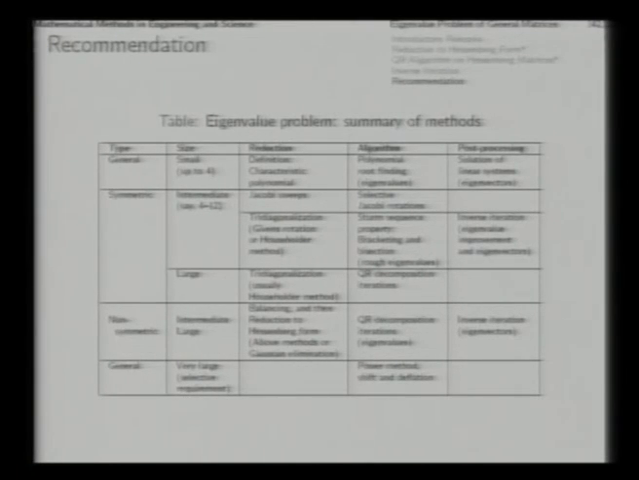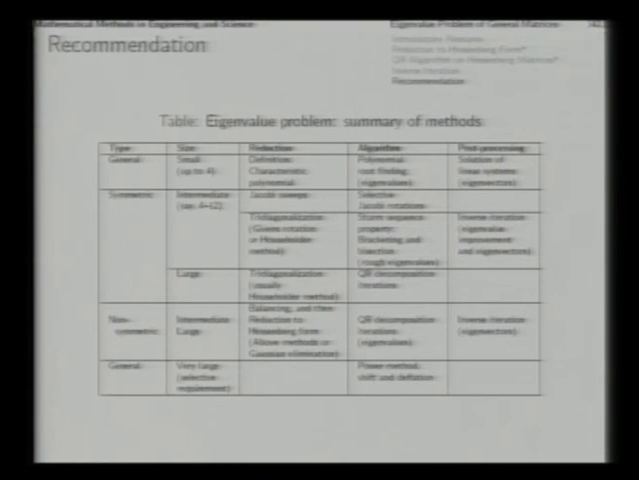If you have symmetric matrices which are large, say larger than 12 by 12, then reduction must be carried out for the sake of efficiency up to tridiagonalization. Here usually you will use the Householder method, because that is much more efficient compared to Givens rotation for larger matrices. And then the main algorithm will typically be QR decomposition iterations for symmetric tridiagonal matrices.